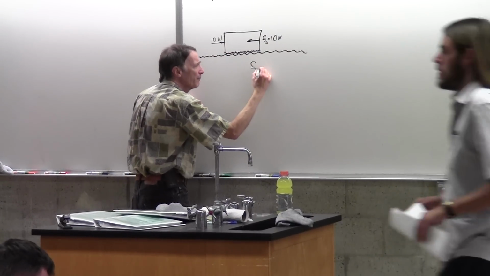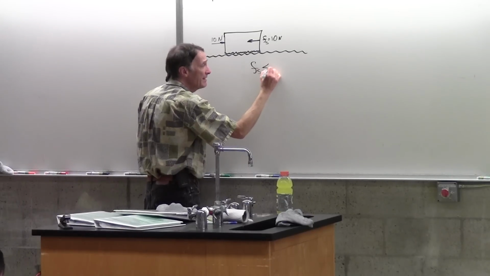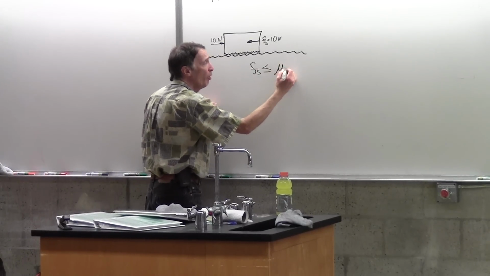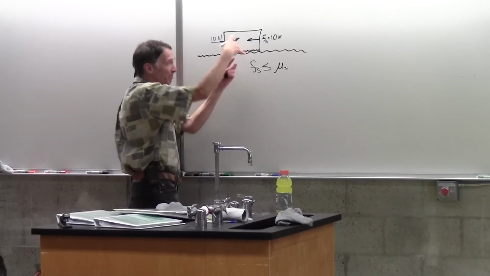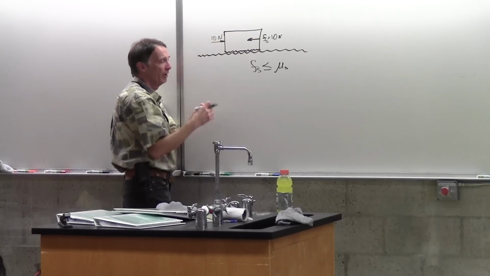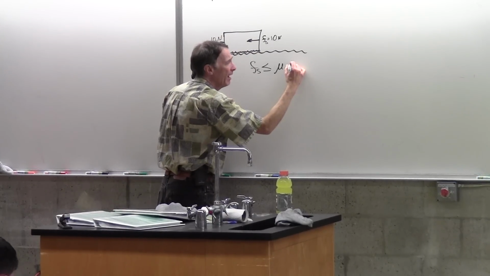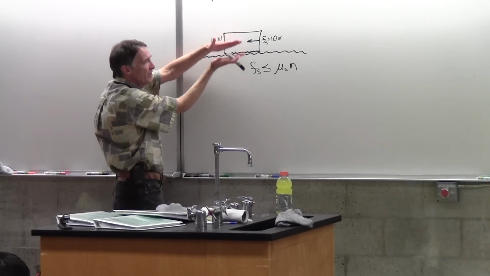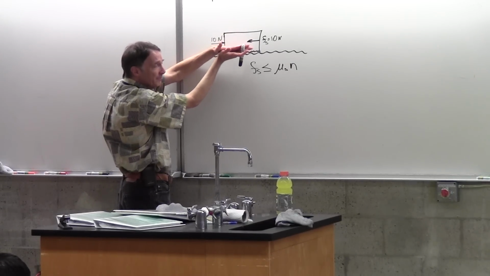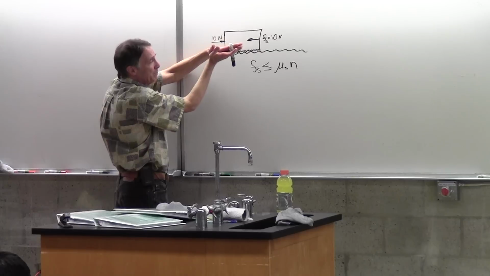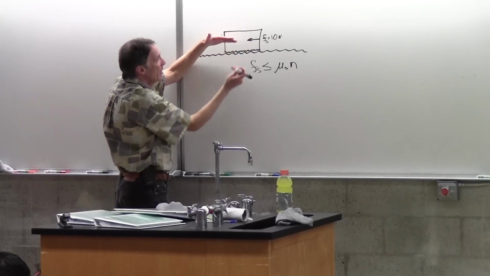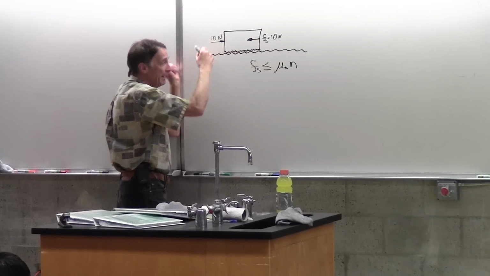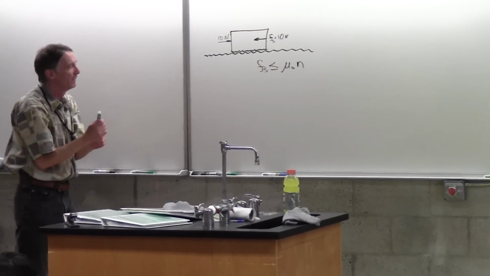We say the static friction is less than or equal to, it's an inequality, some coefficient of static friction, which depends on these surfaces, what they look like, times the normal force. The normal force tells us how much these surfaces are pushed together. And the more they get pushed together, the larger the force we have to apply in order to get it to move.